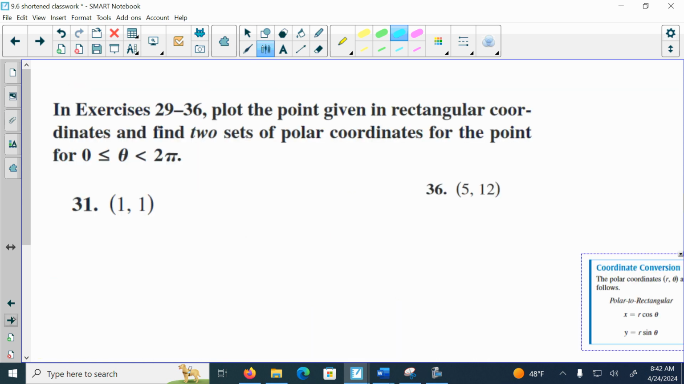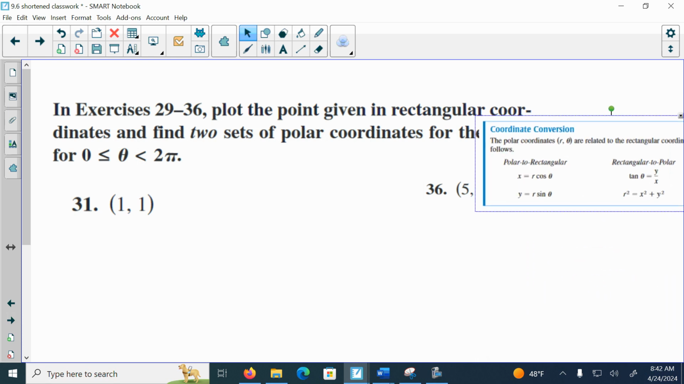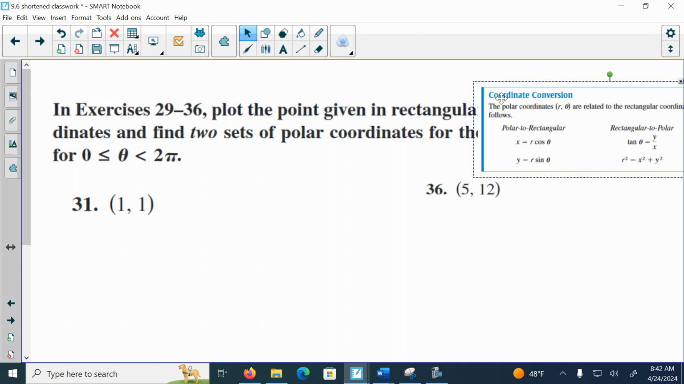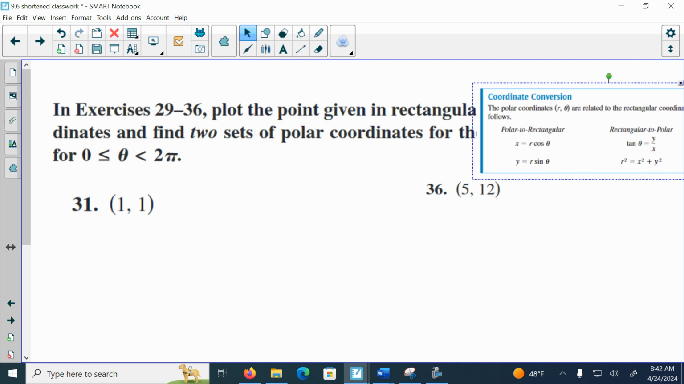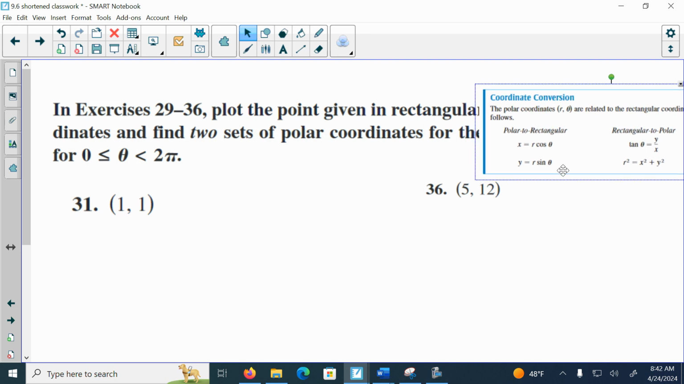Okay, the next one, plot the point given in the rectangular coordinates and find 2 sets of polar coordinates that represent it. So I have (1, 1), and I want to change that to a polar coordinate. So I'm following this pattern right here. And I have my x and my y. So let's find the radius first. So I'm going to say r squared is equal to x squared plus y squared. So r squared is equal to 1 plus 1, so r squared is equal to 2, so r is equal to the square root of 2.